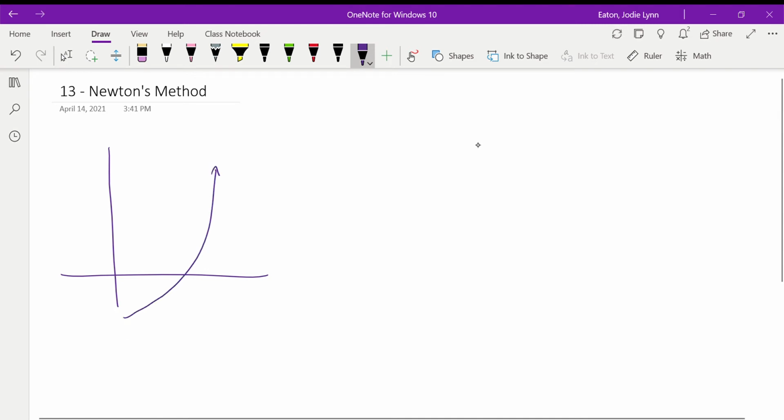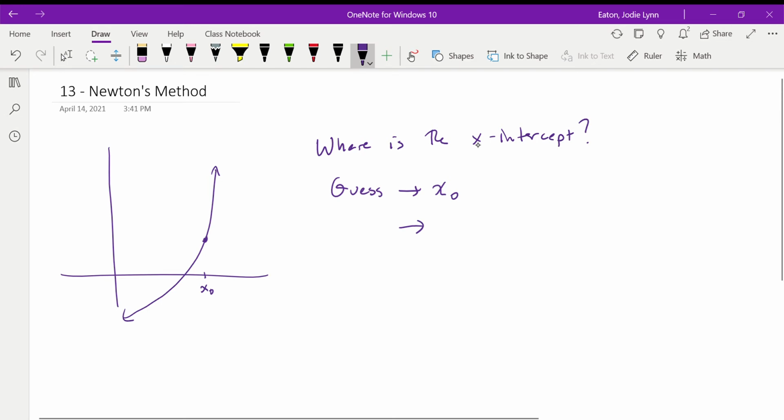We draw our function, and we know that there's a root somewhere in a region. So we would say, take a guess, x naught. Our question: where is the x-intercept? We guess. Our guess is x naught. Then once we have taken a guess, we're going to draw the line tangent to f of x at x naught.